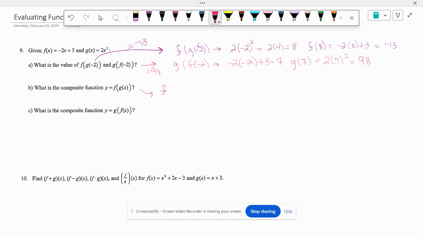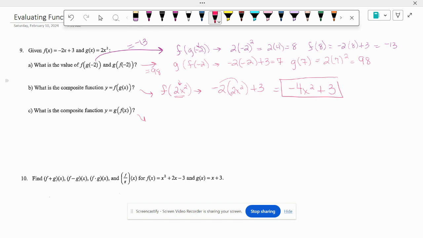It says, what is the composition of f of g of x? Well, g of x is 2x squared. So I'm going to take 2x squared and replace the x in the f function. -2 times 2x squared plus 3, distribute, equals -4x squared plus 3.